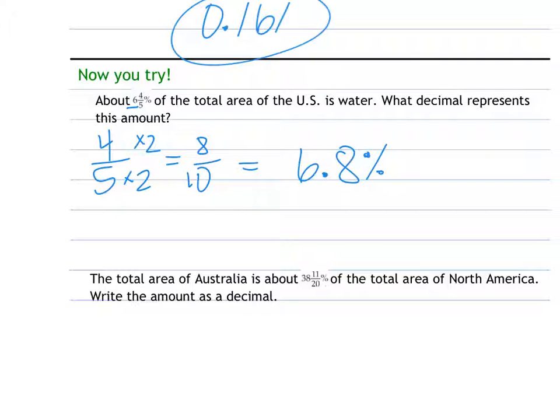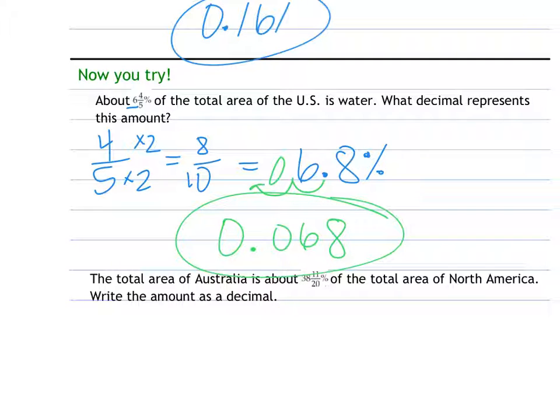So now that we have the number as a percent, we can move the decimal 2 spots to the left. So my answer, 0.068. That would be my answer. Now I know it seems really small, but it's telling us 6%. That's a very, very small amount of something.